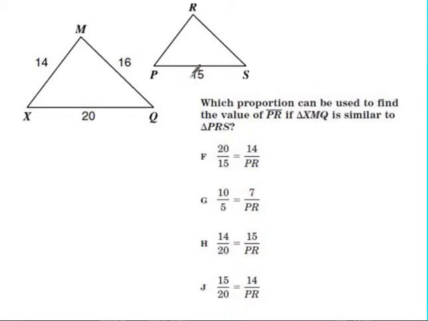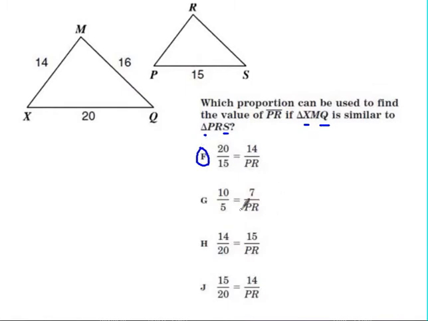So this first one is saying 20 over 15. Now, if you're not sure, because we don't know the other sides, we don't know if 15 actually is the biggest number, we can always use the similarity statement. So if you look at XMS, that's the first and last letters, that means that it will be similar to PS. So actually 20 and 15 do match. So I'm saying 20 over 15 equals 14 over PR. Well, again, I can check to see that XM are the first two letters and PR are the first two letters. So this would be the correct answer.